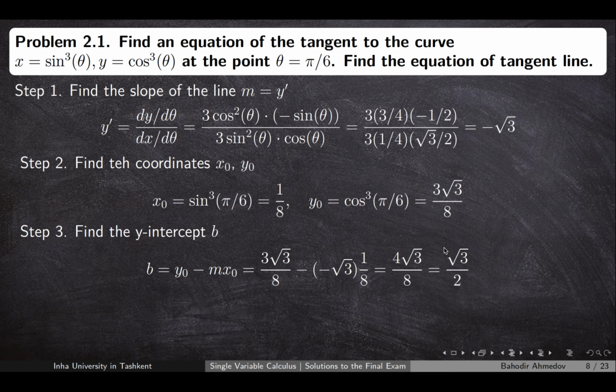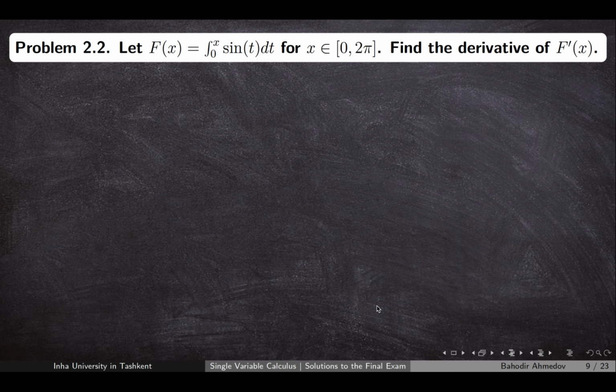So the equation of the tangent line is written in this form, where m is the slope of the line and b is the y-intercept of this line. So problem number 2 is we're given this kind of function.